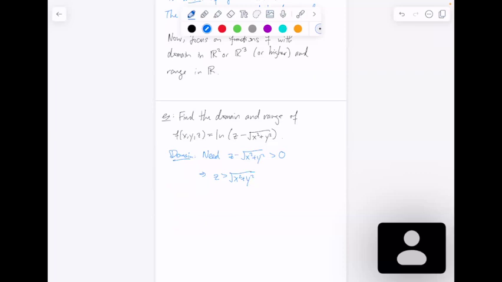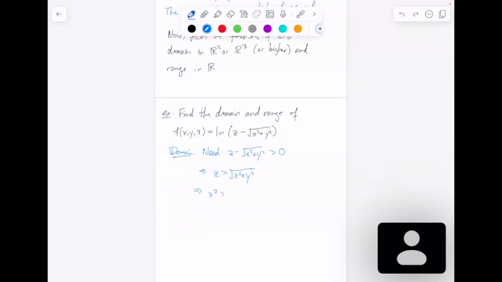And how might we accomplish this? Well, we could also do z squared. If z is greater than the square root of x squared plus y squared, then we must have z squared greater than x squared plus y squared. Now, what is the surface z equals x squared plus y squared? So it's not a circle, no. Right? If it were a constant, x squared plus y squared equals constant, that's a circle.